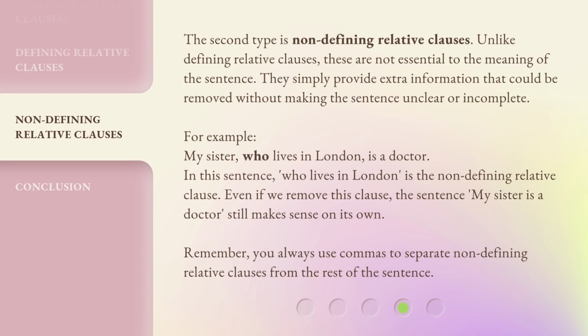The second type is non-defining relative clauses. Unlike defining relative clauses, these are not essential to the meaning of the sentence. They simply provide extra information that could be removed without making the sentence unclear or incomplete. For example, my sister, who lives in London, is a doctor. In this sentence, who lives in London, is the non-defining relative clause. Even if we remove this clause, the sentence, my sister is a doctor, still makes sense on its own. Remember, you always use commas to separate non-defining relative clauses from the rest of the sentence.